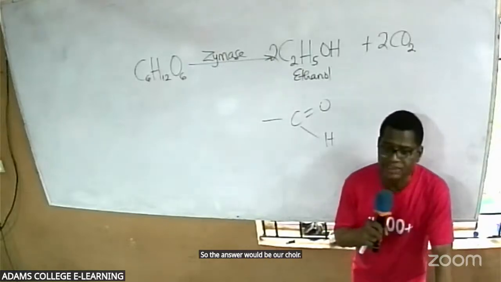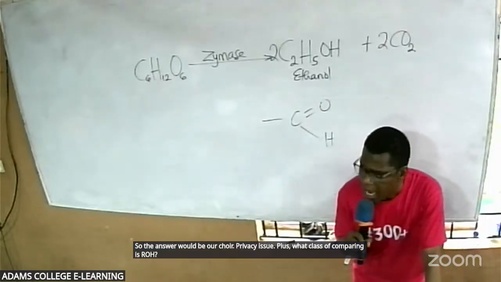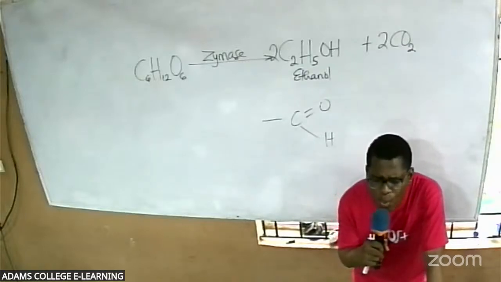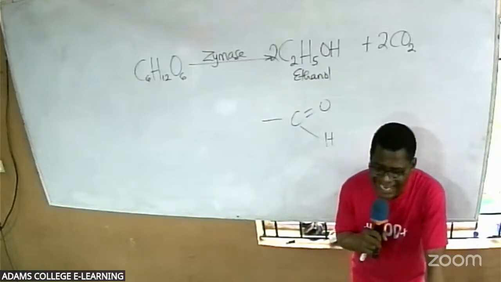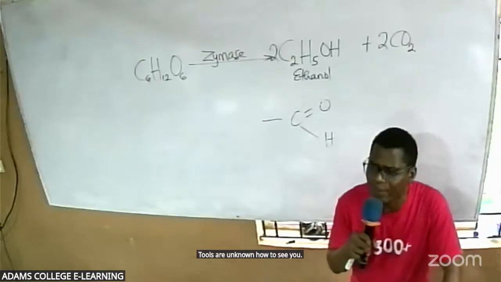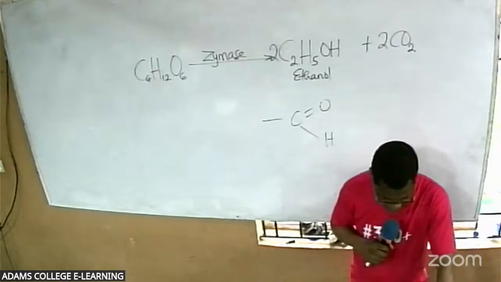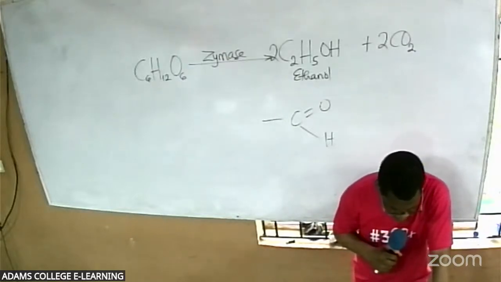RCHO. Class, what class of compound is ROH? So CO. Ketones are RCOR prime, alkanones, or esters. Have you got it? All of you missed 37.